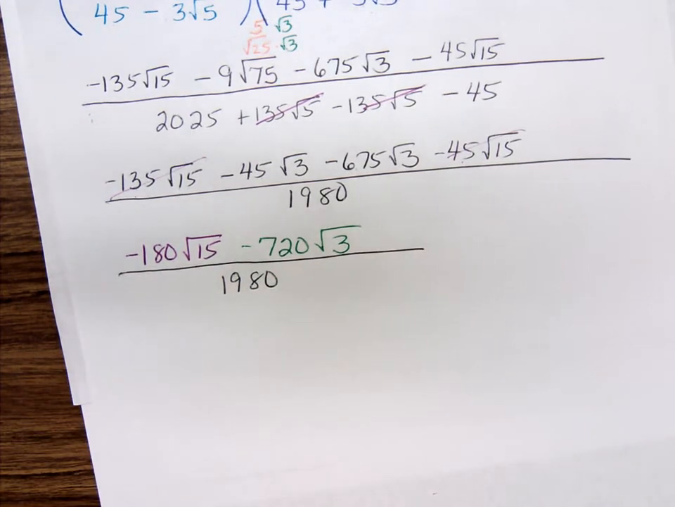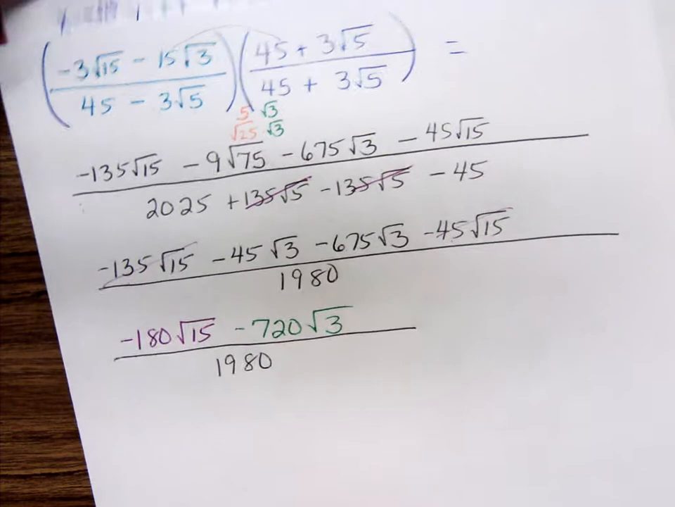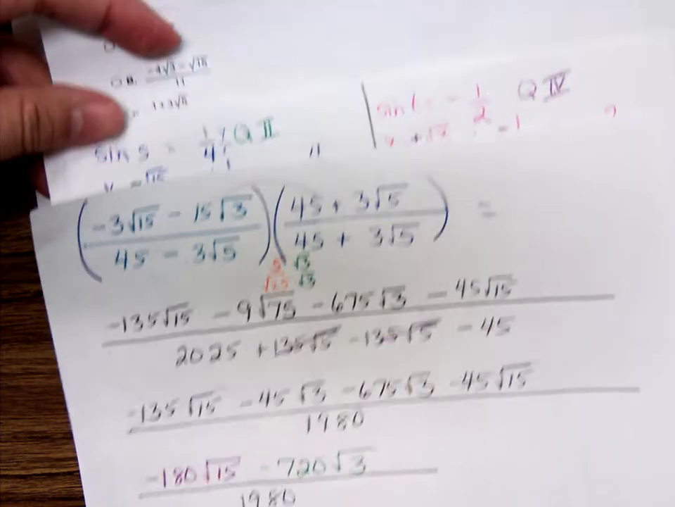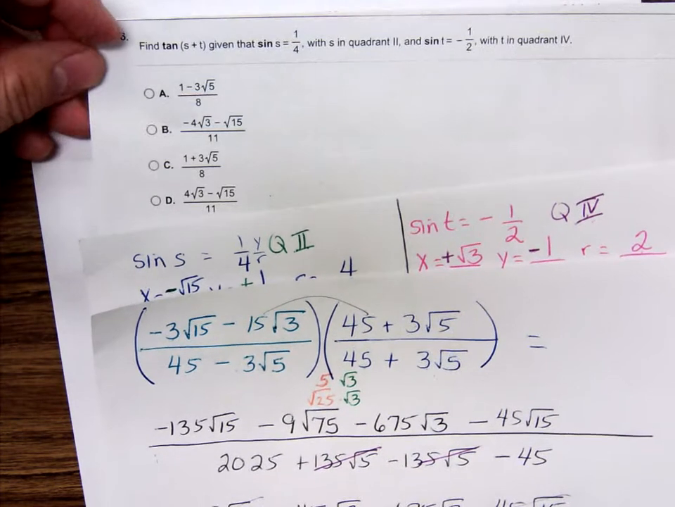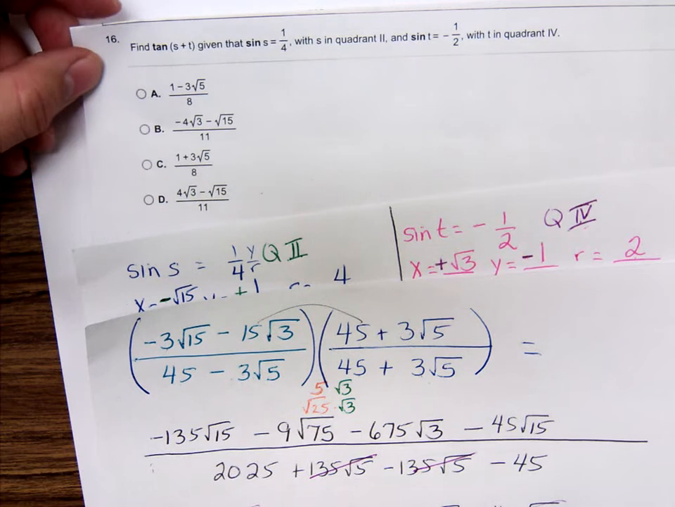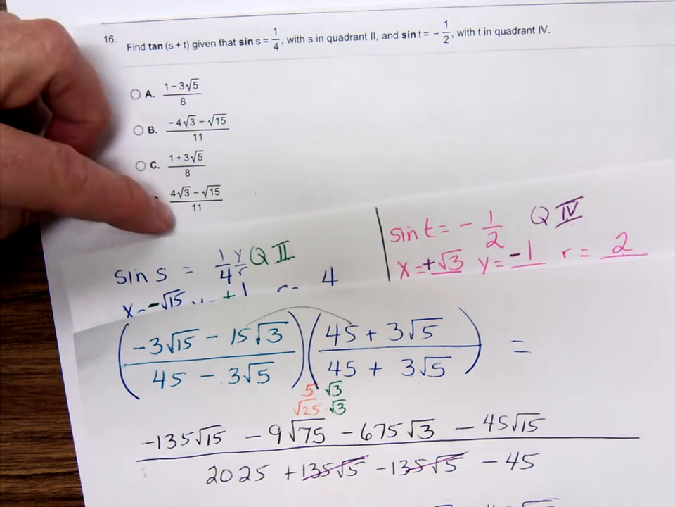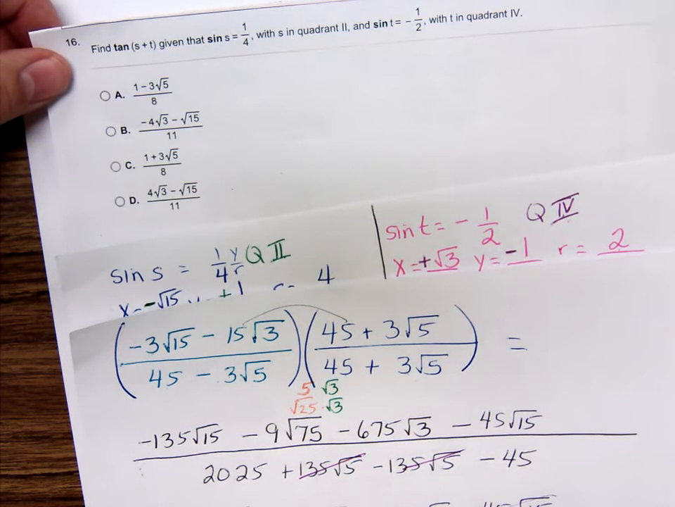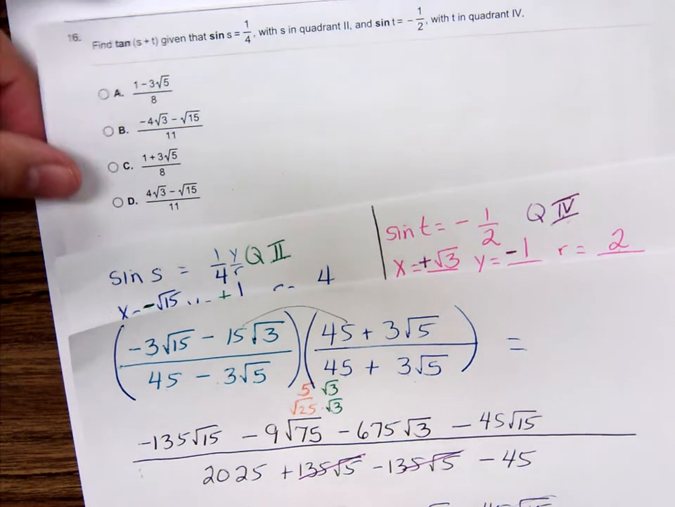So that's not one of the answer choices. If y'all forgot what the answer choices were, let me pull this down. Here are the answer choices. So either we're going to have an 8 or an 11 in these. So it's a matter of reducing this fraction some.